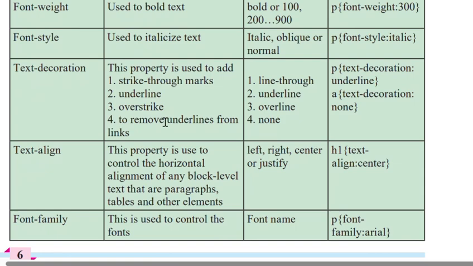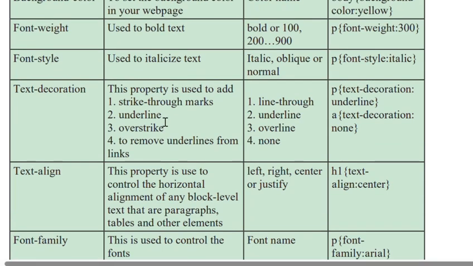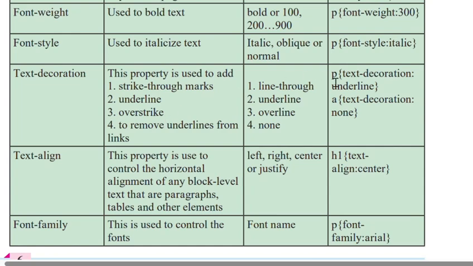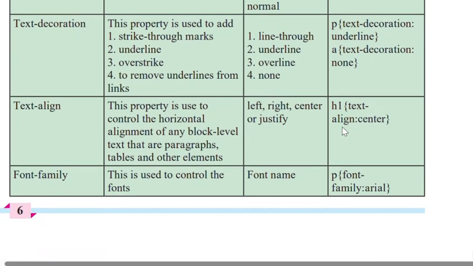Then we have text decoration. This property is used to add strike through marks, underline, and overline, or to remove underlines from links. You can see the values line through, underline, overline, and none. And how we use that, here is the example. In paragraph we are using text decoration colon underline, text decoration colon none. Whatever value we want to apply, we can.